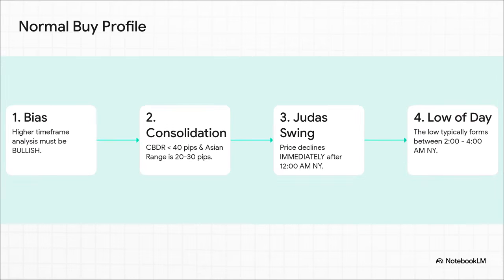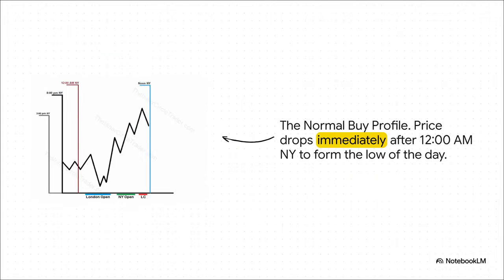So for the classic London normal protraction buy, the rules mirror the sell side exactly. You need a bullish higher time frame bias, you need those tight CBDR and Asian ranges, and the absolute key: an immediate drop in price right after 12 a.m. New York time. This move down engineers liquidity below the market, forming the low of the day before the real expansion higher begins. This diagram shows it perfectly. Price consolidates leading into midnight, and then bam, it drops right after the clock strikes 12. That is the Judas swing, grabbing all the sell-side liquidity from the breakout sellers before the true bullish move takes over for the rest of the session.